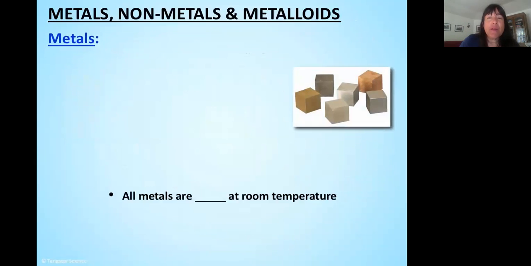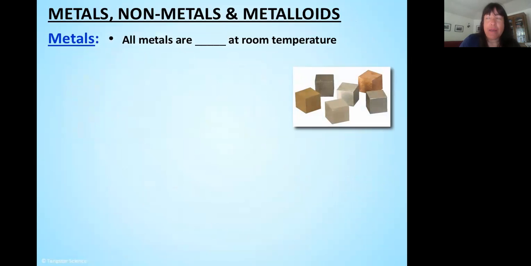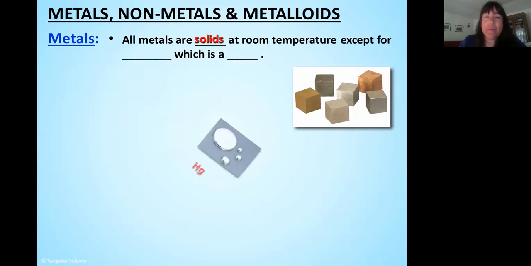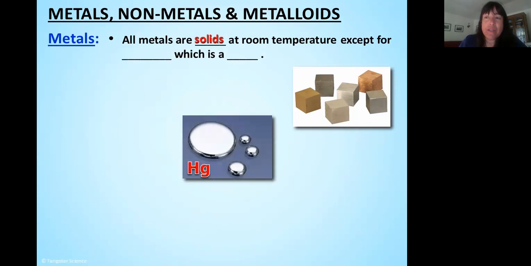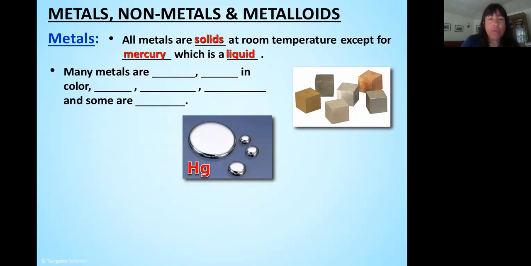All right, metals, nonmetals, metalloids. And I keep saying acts like a metal, acts like a nonmetal, behaves like. What does that mean? What are the properties of metals? All metals are solid at room temperature, except for mercury, which is a liquid. Mercury is the only liquid metal, and on the whole periodic table, there are only 2 elements that are liquid, and mercury is one of them at room temperature.